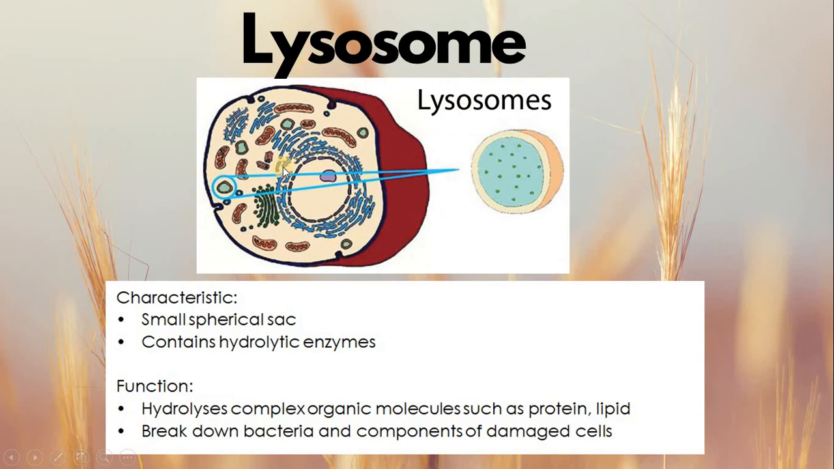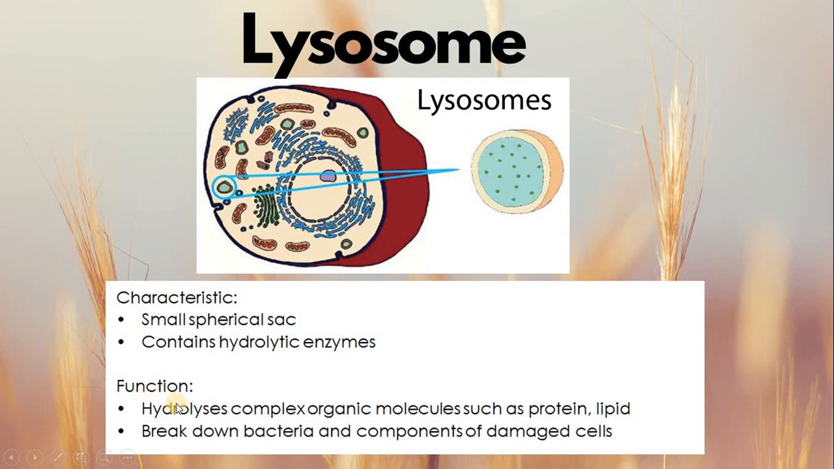Okay. Lysosome. If you look at here, this refers to the lysosome. Lysosome here. So lysosome is a small spherical sac, contains hydrolytic enzyme. What do you mean by hydrolytic? Hydrolytic refers to the characteristic of breaking down. Ya, maksudnya lysosome mengandungi enzim yang memecahkan, ya, breakdown complex molecule into the simpler molecules.